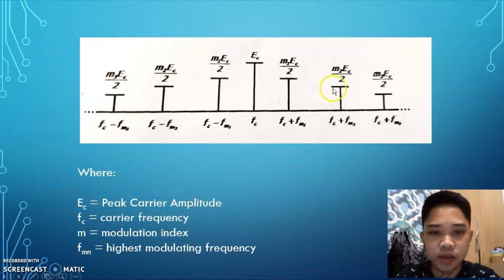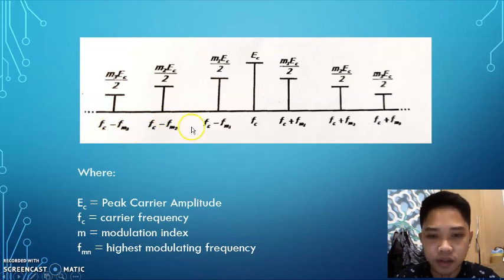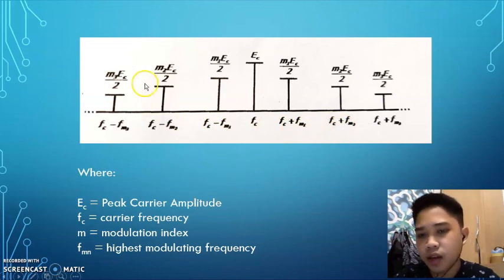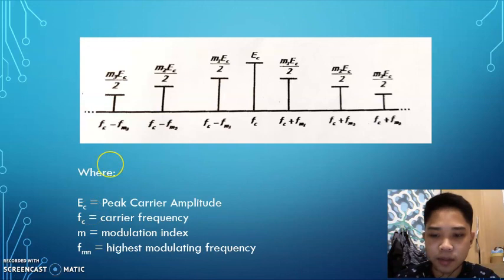The different components of the sine waves, of the sidebands rather, are found by these different formulas. And the components of each formula are as follows. E sub C, earlier, is the peak carrier amplitude. F sub C is the carrier frequency. M is the modulation index. F sub Mn is the highest modulating frequency.